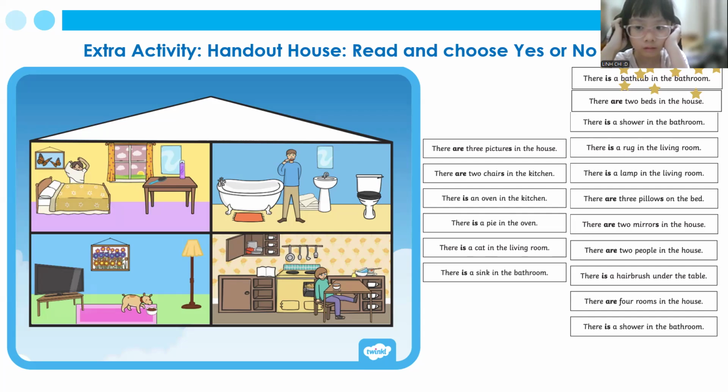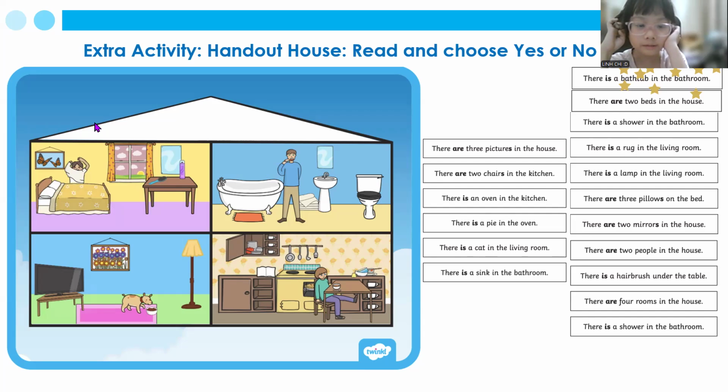Very good. Now, Mary, one last question. What can you see in the bedroom? I can see a picture, a window, a mirror, a bed, and a girl. Very good. And it's a hairbrush. Hairbrush. Wow, nice, Mary. All right.